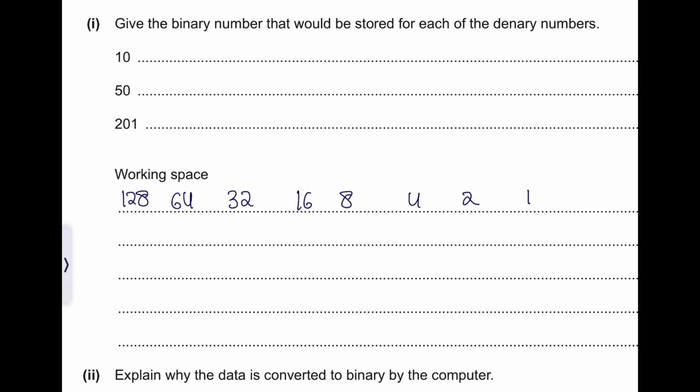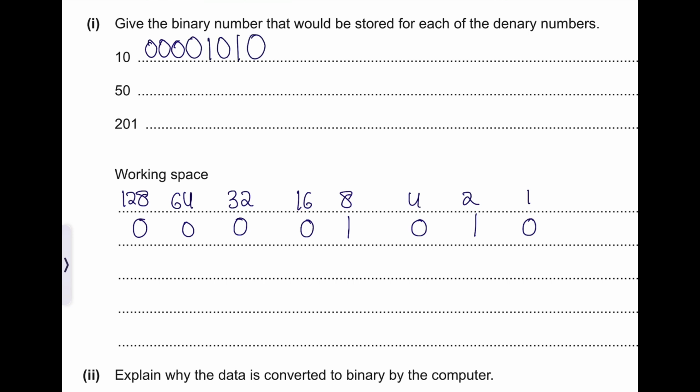So first of all, for 10, you have to find the number that is nearest to 10 but below 10. That is 8 here, so I'm going to put 1 here. When I do 10 minus 8, I get 2, so I'm going to put 1 here. The rest are going to be zeros, so I'm going to write 0, 0, 0, 0, 1, 0, 1, 0.